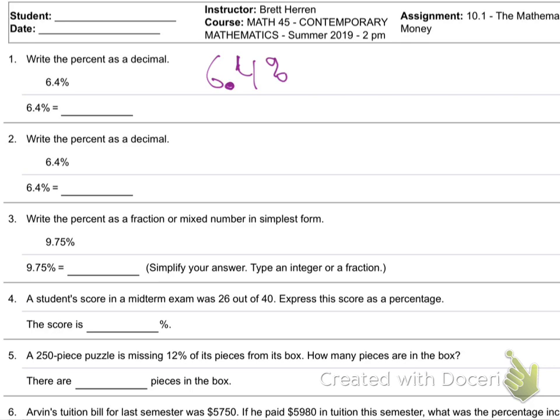So what do I do with the decimal point? Left 2 places, huh? Left 2 places. So the answer will become 0.064. We good? That you know already, right? So 0.064.